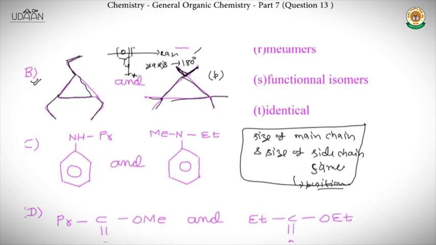Now moving on to the C part. Here NH is joined with a propyl group, so 3 carbons are there. And here Et and Me. So this is the most important and tricky part.